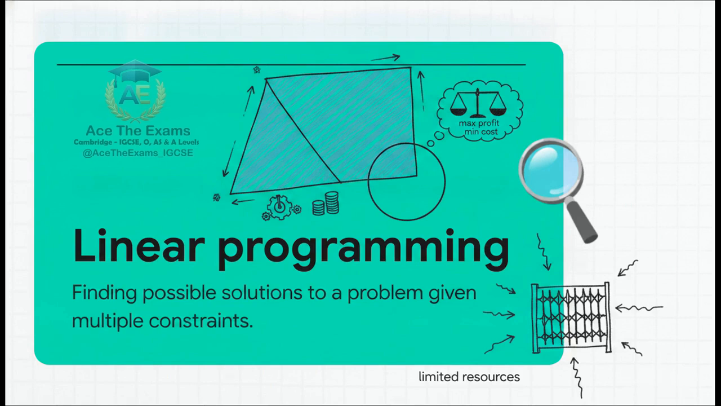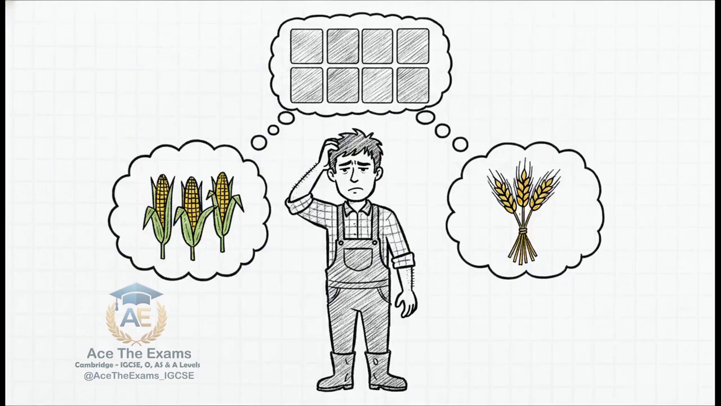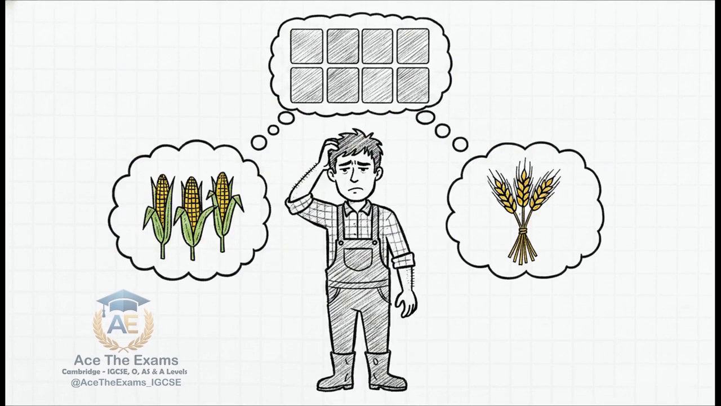To put it simply, it is the ultimate tool for optimizing your decisions when your resources are limited. It tells you exactly what your options are when you can't have everything. Let's look at a classic example. The farmer. Examiners love these.